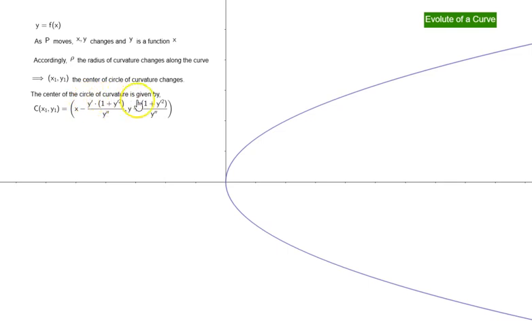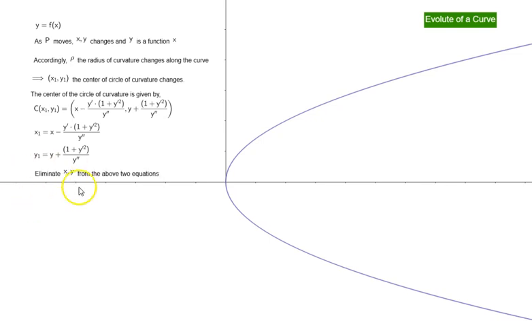Now the center of the circle of curvature is given by this. We have already seen this in previous sessions. So x1 is equal to x minus y prime times 1 plus y prime square divided by y double prime. So here remember, y prime is the first derivative and y double prime is the second derivative. And y1 is equal to y plus 1 plus y prime square divided by y double prime.